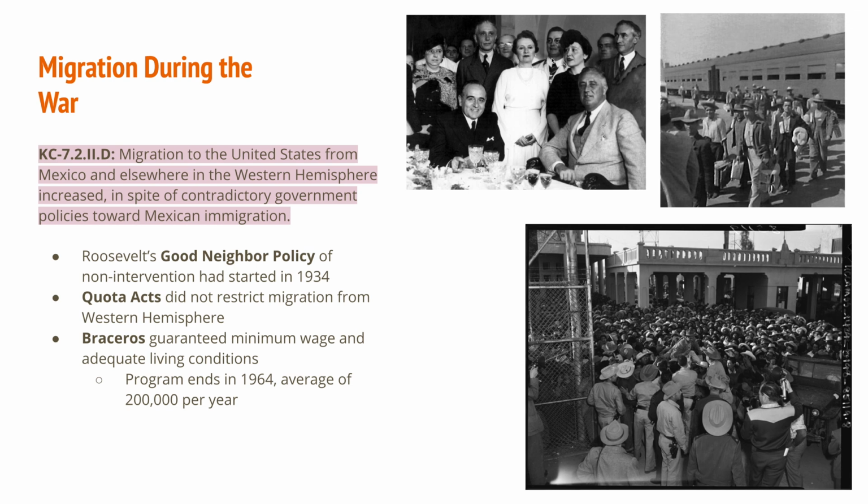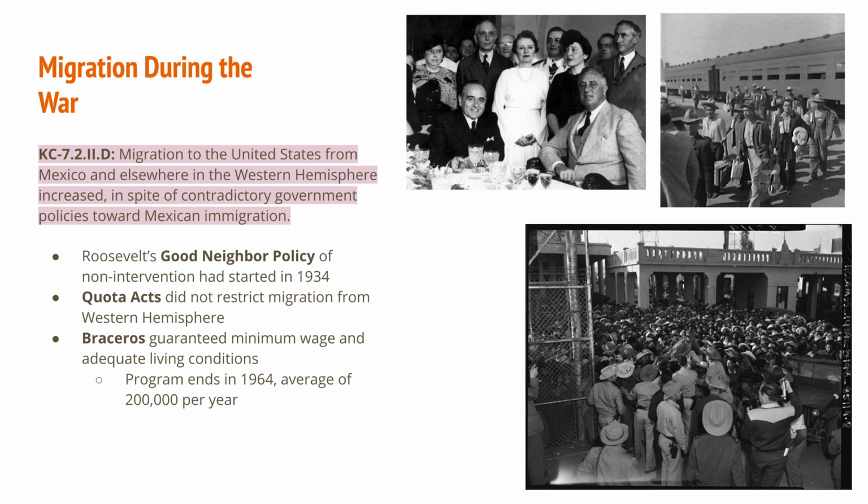All right, so migration to the United States from Mexico and elsewhere in the Western Hemisphere increased in spite of contradictory government policies towards Mexican immigration. So President Roosevelt had started the Good Neighbor policy in 1934, and it was supposed to stress non-intervention, meaning that the U.S. government is going to stay out of Latin America. They're not going to invade them as they had in the past to try and keep people in power who were more friendly to the United States.